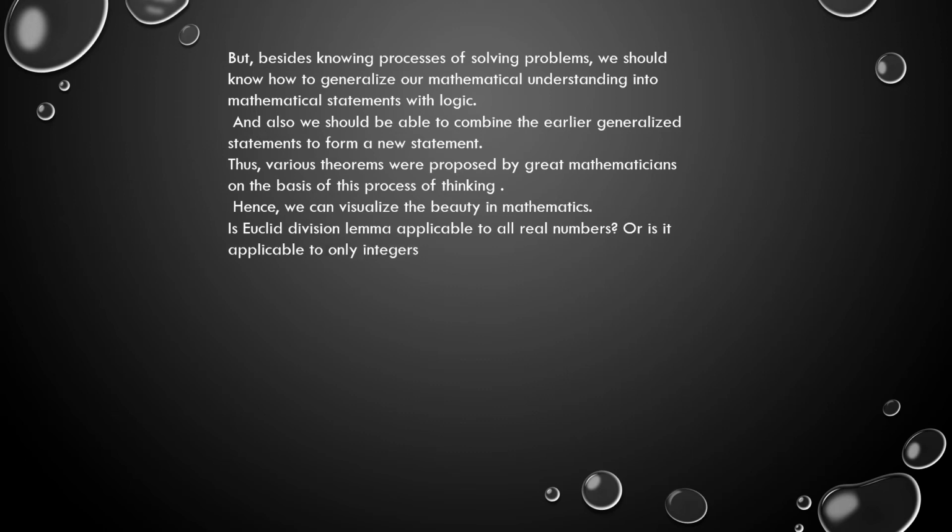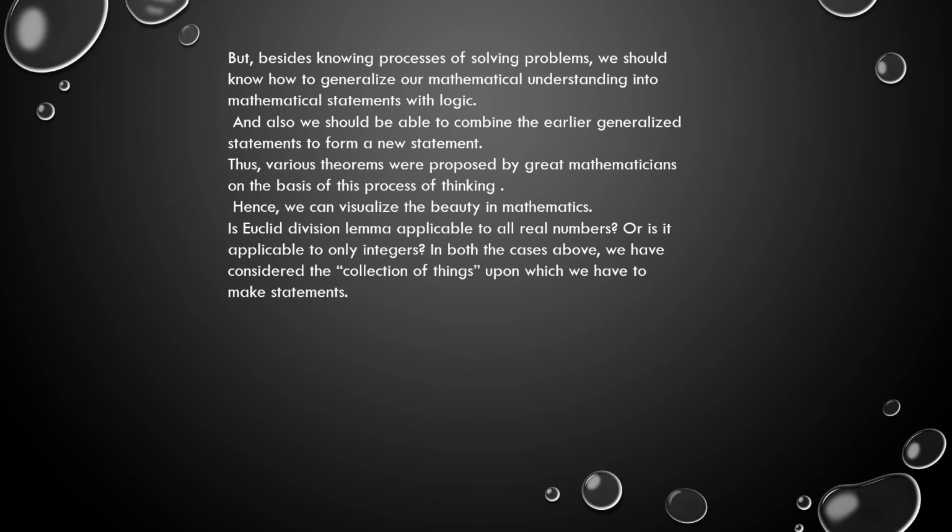After completion of that statement, definitely some questions arise in our thinking, like, is Euclid's division lemma applicable to all real numbers, or is it applicable only to integers? In both cases, how can we arrive at it? We have arrived with a collection of some things, that means a collection of real numbers, a collection of integers. We'll take a collection of irrationals and check the division lemma. If the division lemma is applicable to that, then that collection of things becomes a set which satisfies the rule.